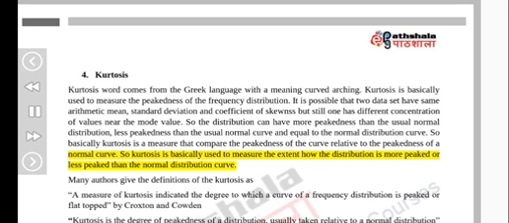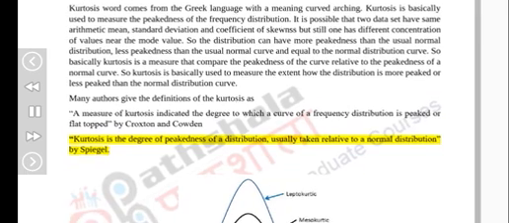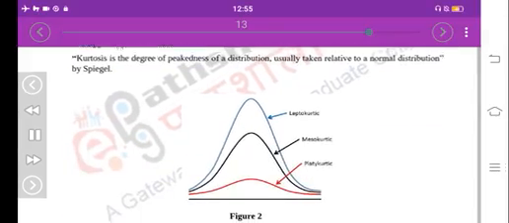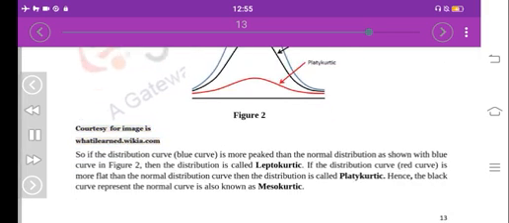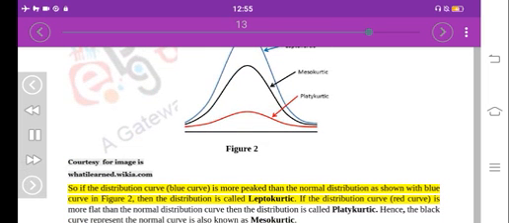Many authors give definitions of kurtosis: a measure of kurtosis indicates the degree to which a curve of a frequency distribution is peaked or flat-topped, by Croxton and Cowden. Kurtosis is the degree of peakedness of a distribution, usually taken relative to a normal distribution, by Spiegel. Figure 2. If the distribution curve, the blue curve in figure 2, is more peaked than the normal distribution, the distribution is called leptokurtic. If the curve, the red curve, is flatter than the normal curve, it is called platykurtic. The black curve represents the normal curve, also known as mesokurtic.